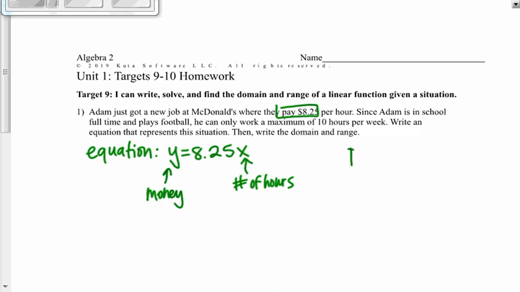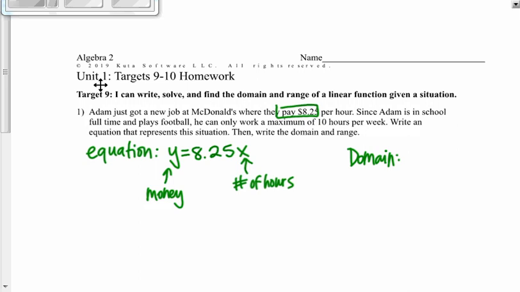So when we write domain, remember domain goes with x. We've got to think about what would be the fewest number of x, the fewest number of hours that Adam could work. Now, it technically doesn't say that he has to work every single week. It also doesn't say that the minimum would be 1 hour. The minimum could be 15 minutes. The minimum could be a half hour. And again, I know that that doesn't seem logical, but what if he shows up for a shift and he gets sick or something like that and he has to go home?